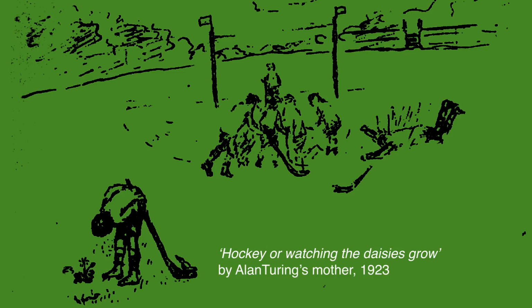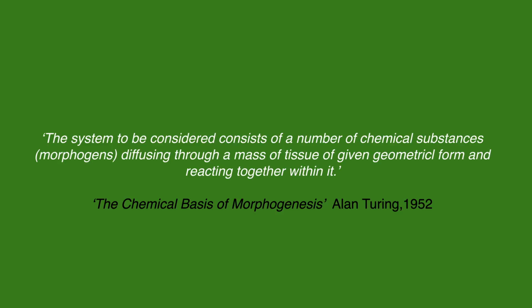This picture gives the clue. He was more interested in watching the daisies grow than playing hockey. It was only in the last 2 years of his life that Turing returned to the subject that had fascinated him as a schoolboy. In 1952, in a paper submitted to the Royal Society, he explained his morphogen theory.